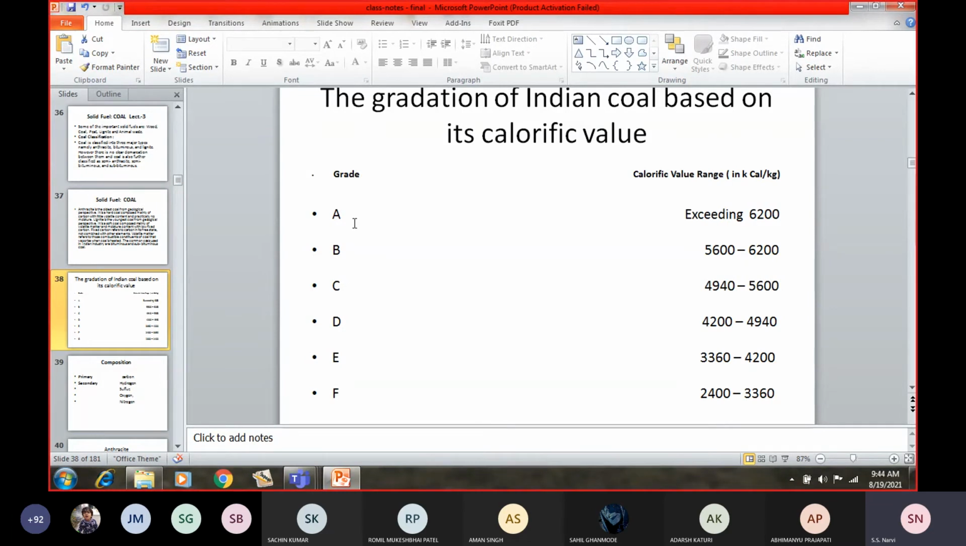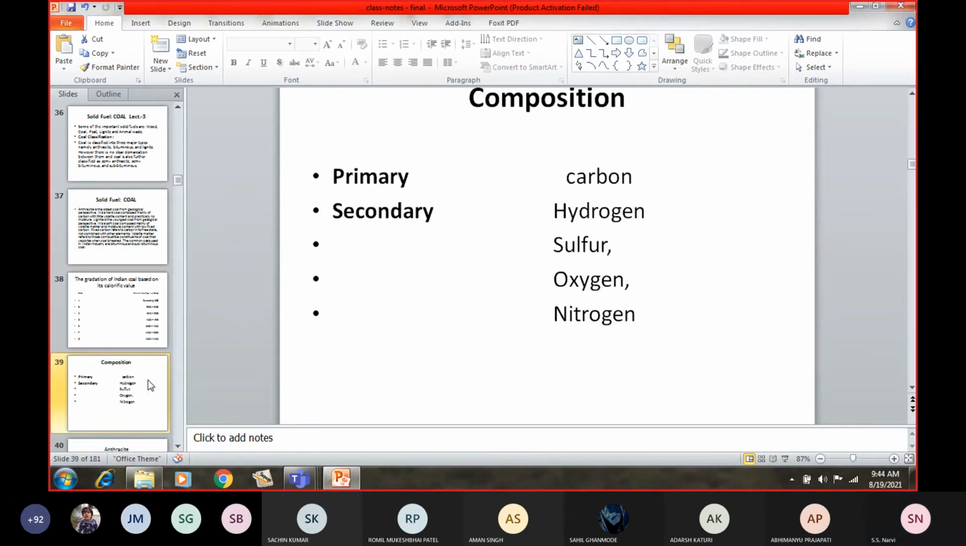Because if you have high sulfur content, it will produce obnoxious gases, producing a climatic hazard. At the same time, if you have a good amount of the non-combustible matter or ash content, then that coal is also poor coal. So certain parameters are measured. The primary composition of coal is carbon. The secondary is hydrogen, sulfur, oxygen, and nitrogen.